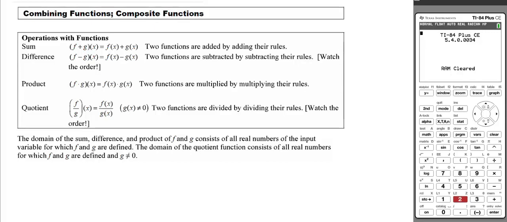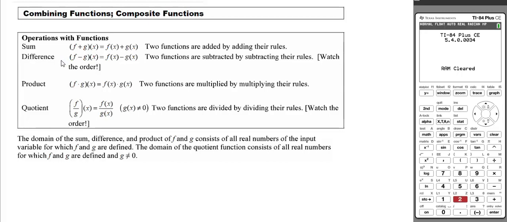Combining functions and composite functions. We can do some different operations with functions. First of all, we can take the sum of two functions. We add them by adding their rules. So f plus g of x would be the f of x function plus the g of x function.